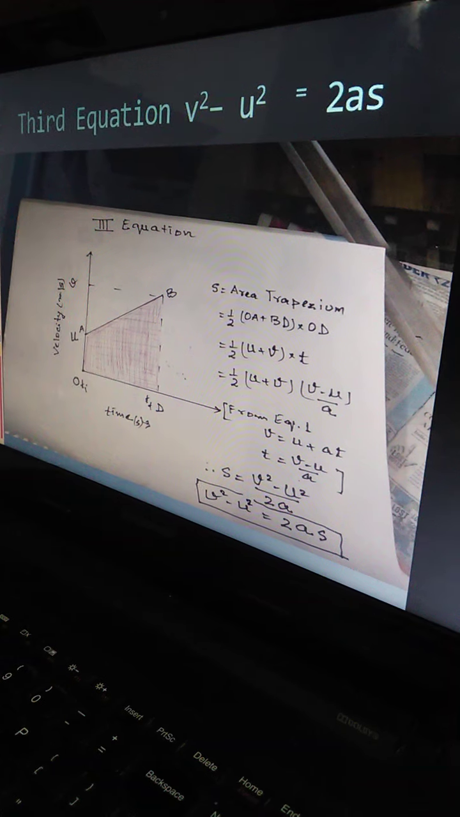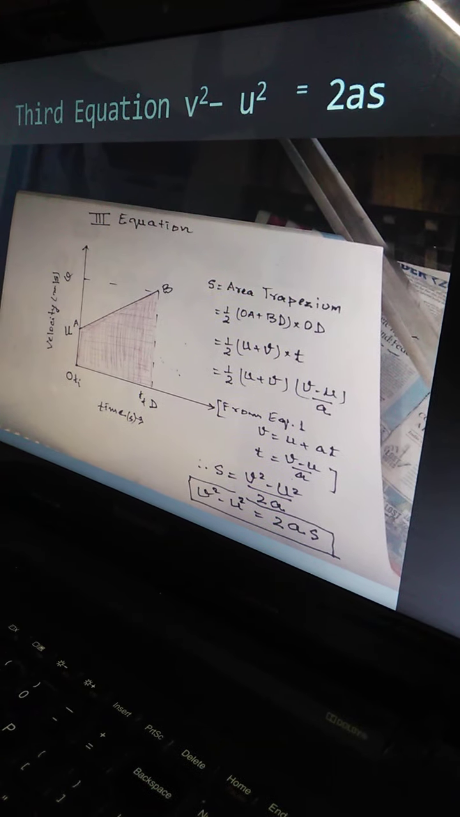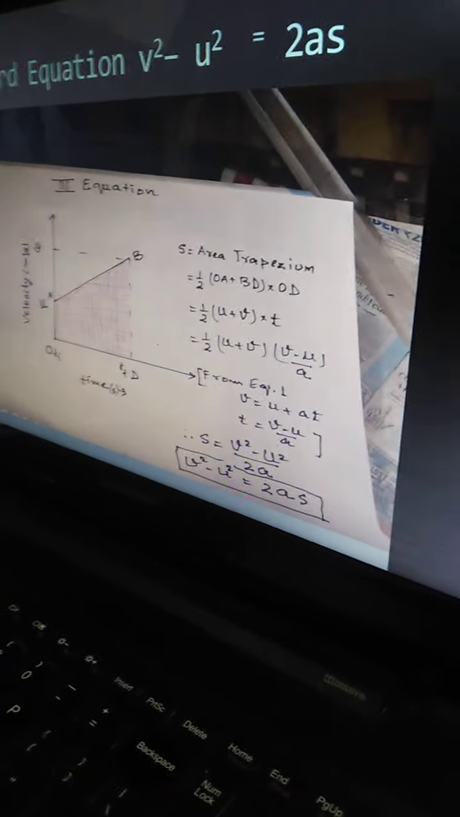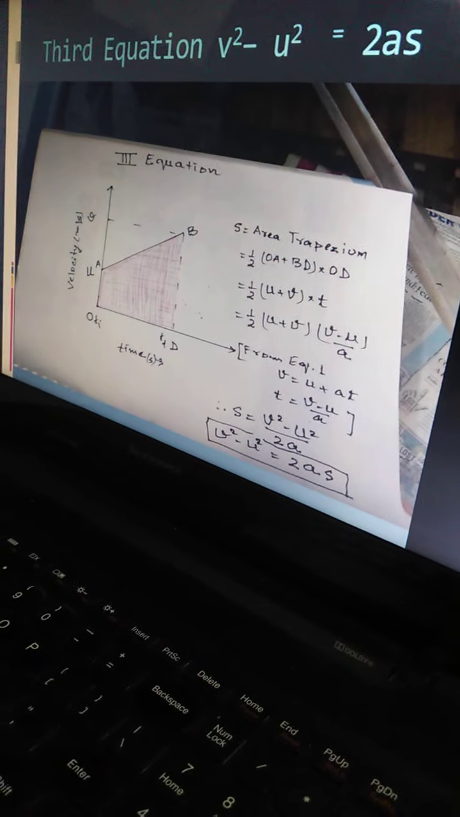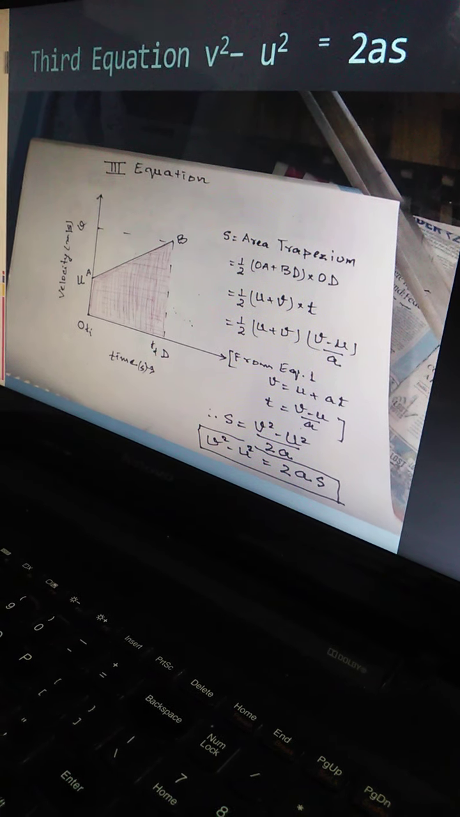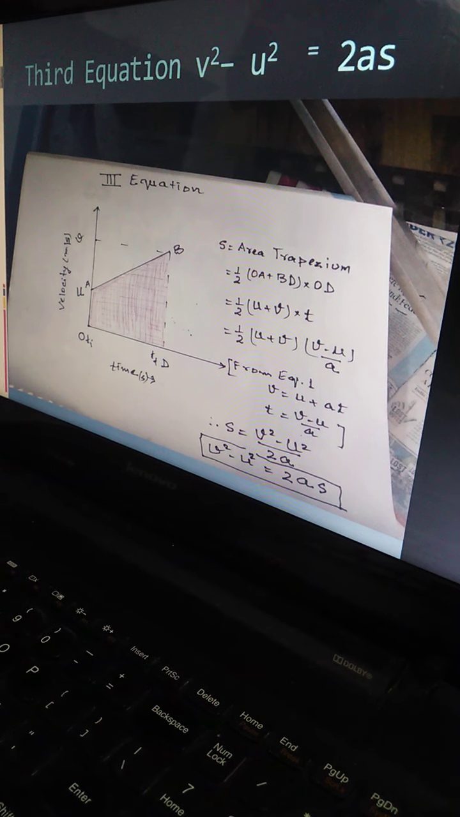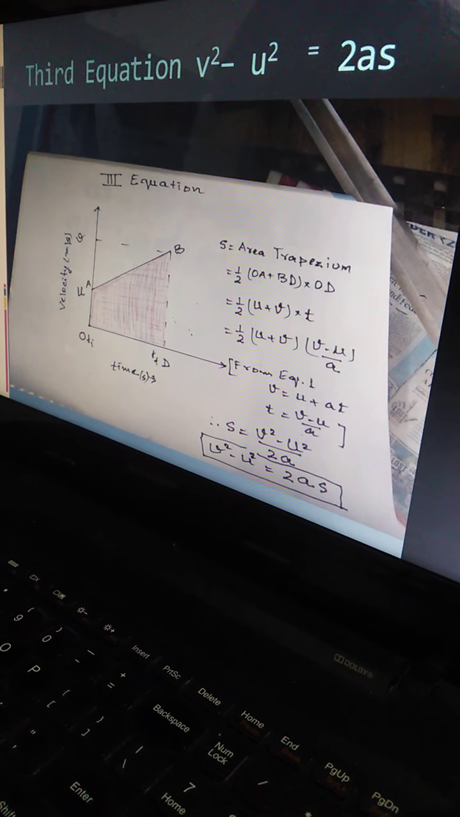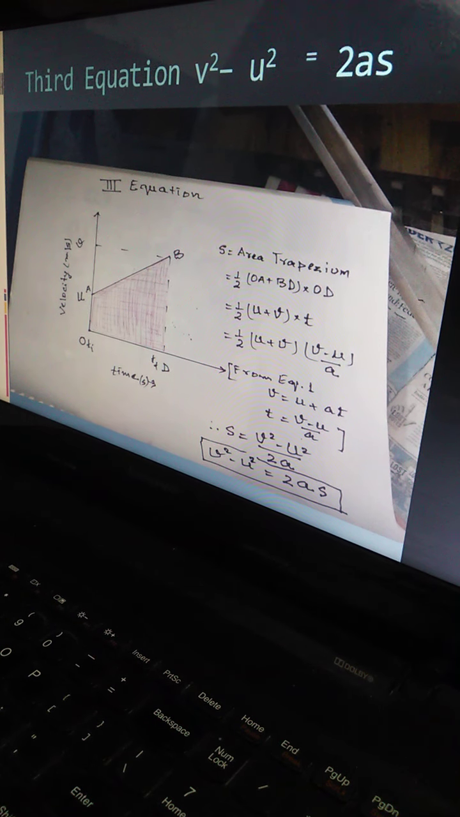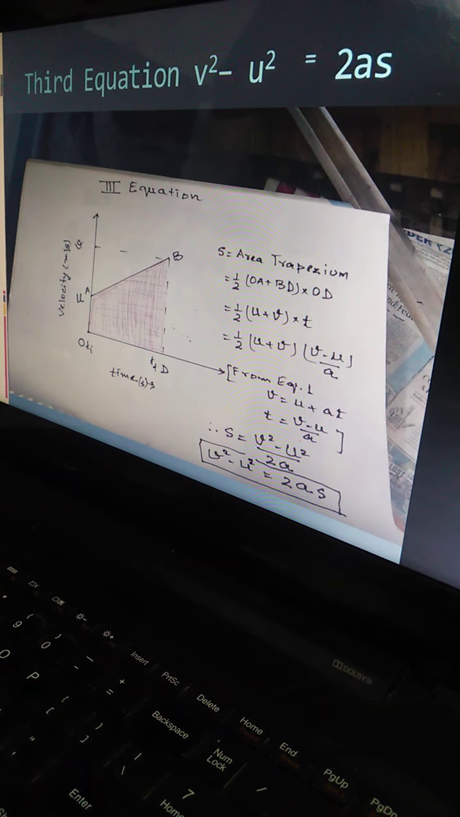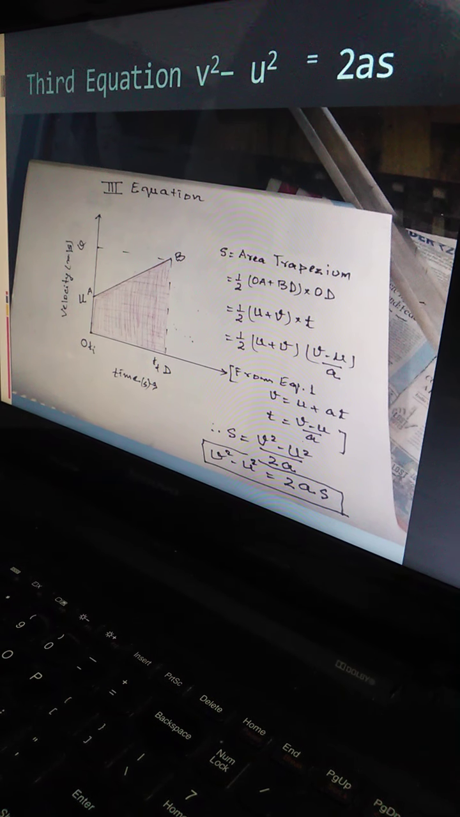And if you cannot get the answer, put your question in that message box. I will tell you why they are parallel. Anyway, the sum of parallel sides, v plus u, multiplied by the altitude. And what does this altitude represent? Time, t.